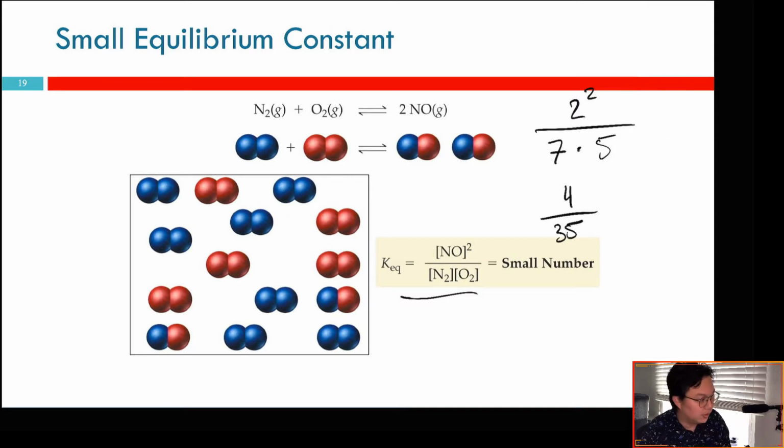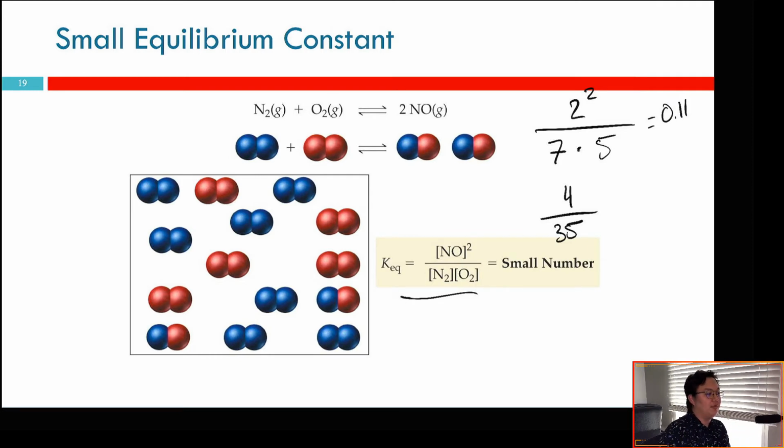Let's take a calculator here. 4 divided by 35 is 0.11. So this would be equal to 0.11, and that's a small equilibrium constant. So we know that the reactants are going to be favored.